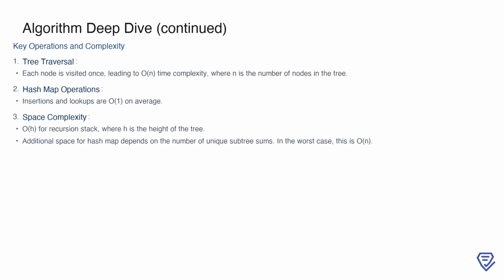The key operations in this algorithm determine its overall complexity. Each node in the tree is visited exactly once during the traversal, resulting in a time complexity of O(n), where n is the number of nodes in the tree. Operations on the hash map, such as insertions and lookups, have an average time complexity of O(1). For space complexity, we require O(h) space for the recursion stack, where h is the height of the tree. Additionally, the space required for the hash map depends on the number of unique subtree sums. In the worst case, where all nodes have distinct sums, this would also be O(n).